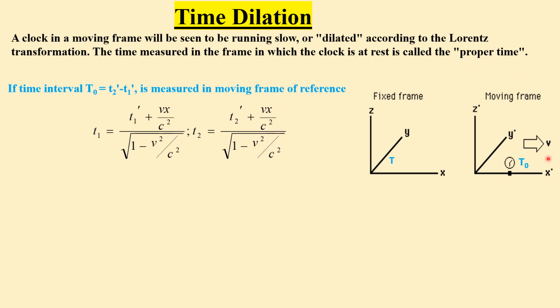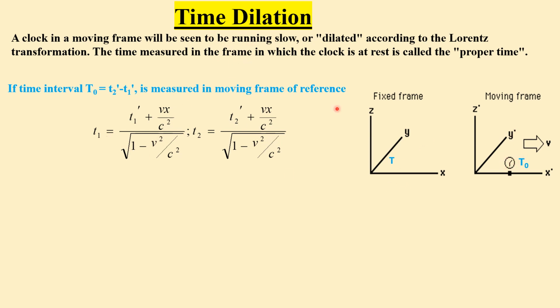The time measured in the frame in which the clock is at rest is known as the proper time. If the clock is here and t naught is its proper time between two events, t2 prime and t1 prime, then this is t naught, the proper time in this frame. But when the observer in the rest frame looks at this time t naught, it will be changed, and we will get the formula for time dilation.